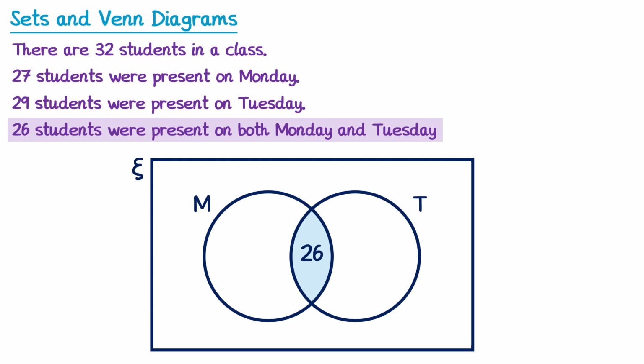Now if we return to the previous sentences, 27 students were present on Monday means this whole circle here needs to be 27. We already have 26, so there's just one more to add in.